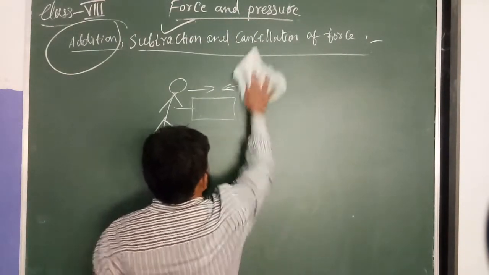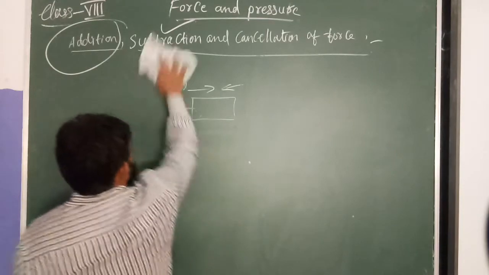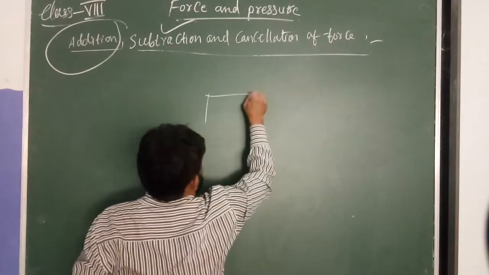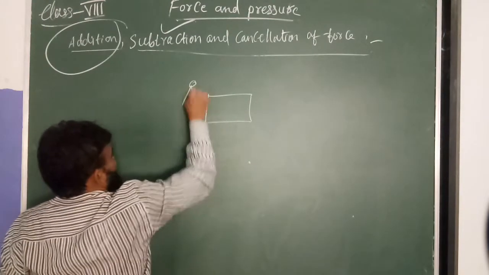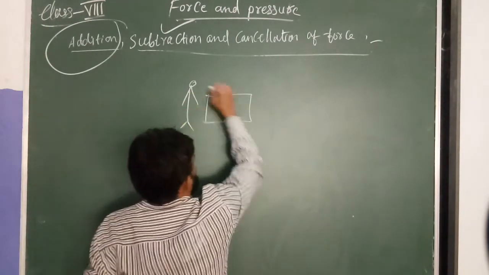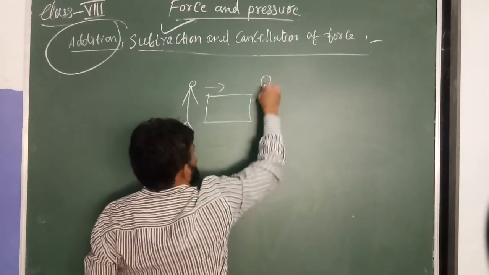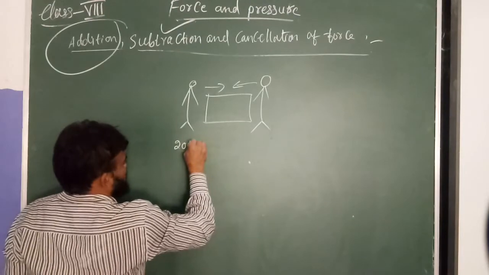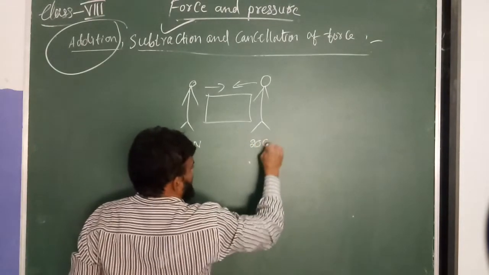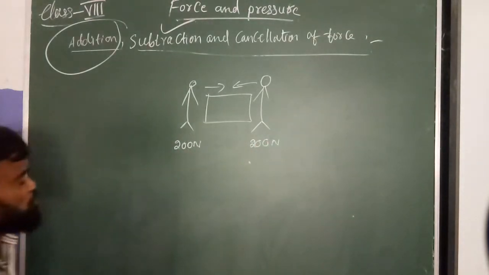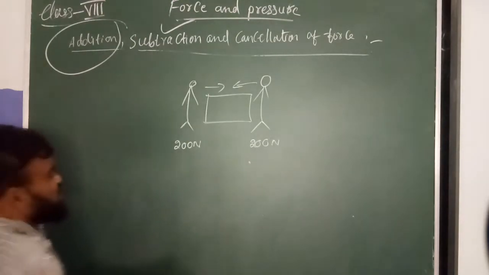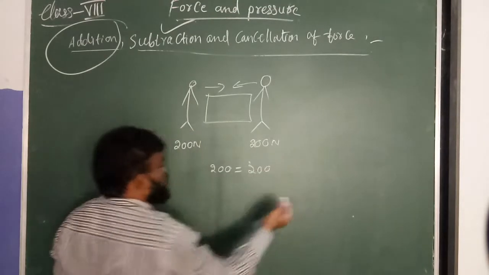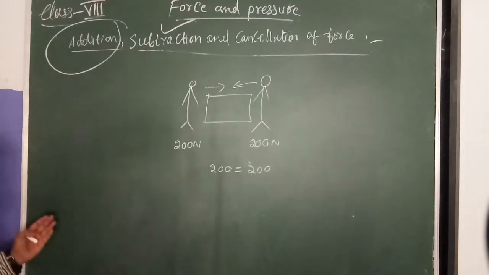Similarly, I will take cancellation. See, when the object is there, a person is standing applying force on this side, and another is applying force in the opposite direction. He is applying 200 Newton, and the other person is also applying 200 Newton in the opposite direction. What will you get? 200 is equal to 200. The forces are equal.